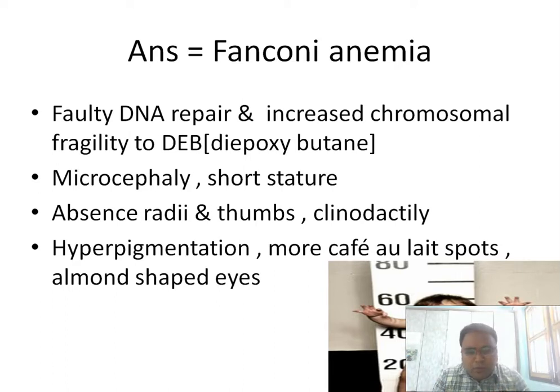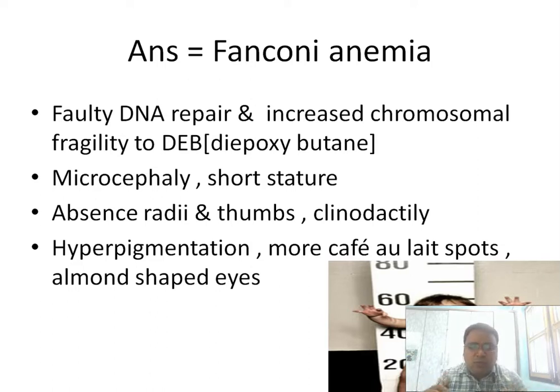There we may get confused with TAR syndrome. TAR syndrome is thrombocytopenia with absent radii. In both Fanconi anemia and TAR syndrome, the radius will be absent. But how to differentiate clinically? In Fanconi, thumb abnormality will be there, the thumb will be absent, but in TAR syndrome, the thumb will be normal.